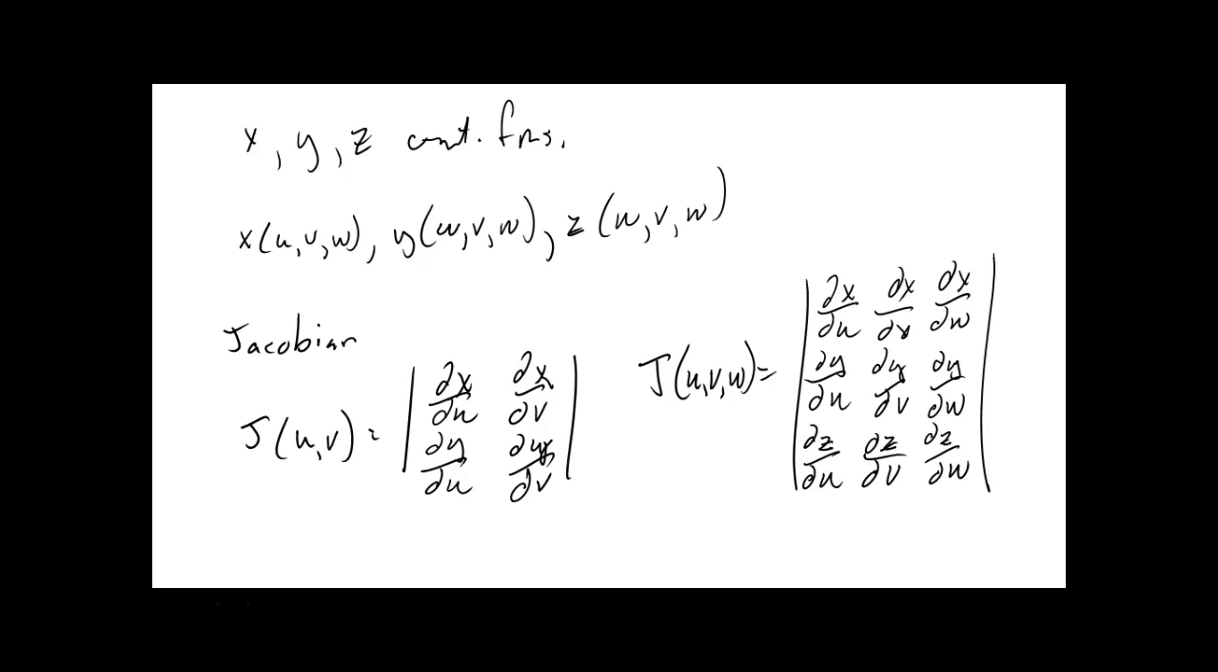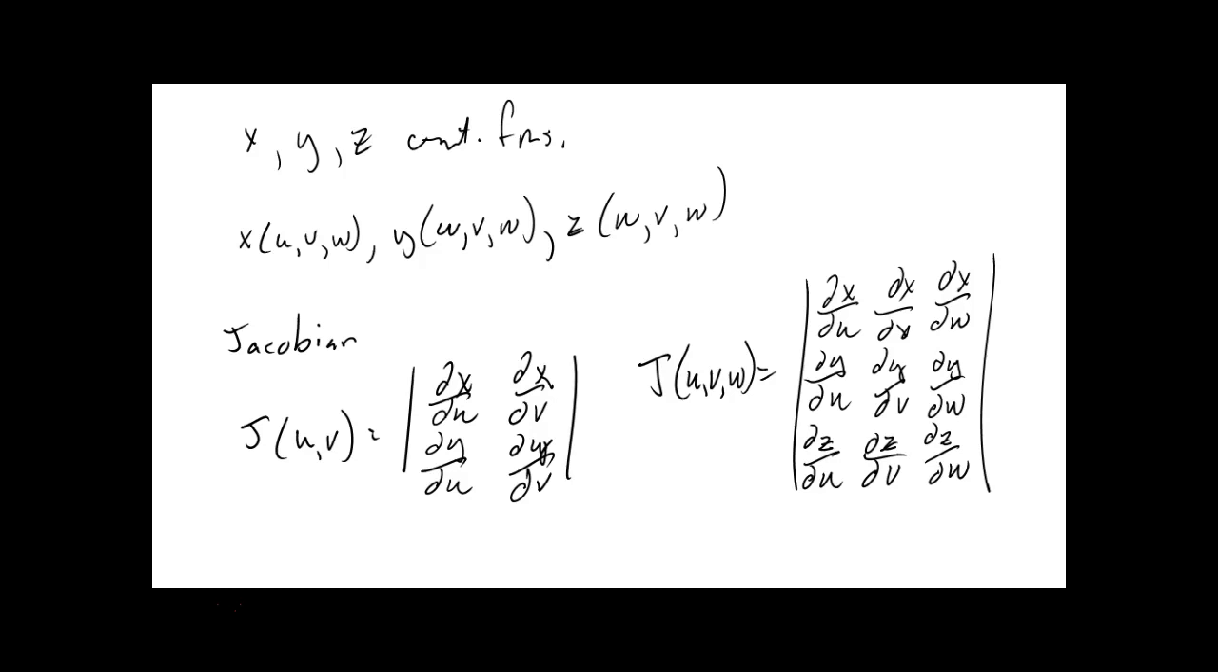If you're in 2 space, you only have the first 2, x and y and u and v. If you're in 3 space, you have x, y, and z and u, v, and w. So you can do it either way, but you have to have 2 by 2 or 3 by 3. Technically, you could go to higher ordered spaces, but we're not going to do that now.